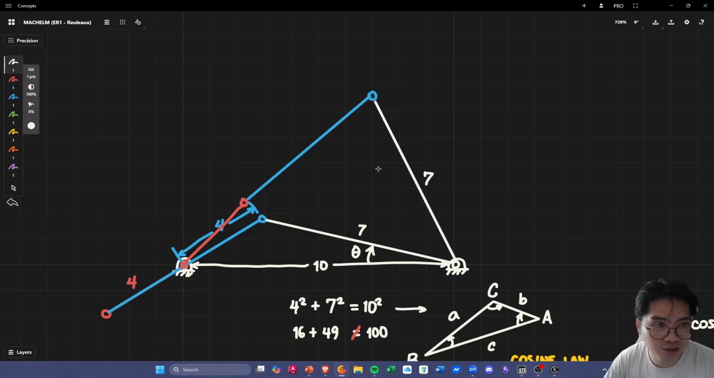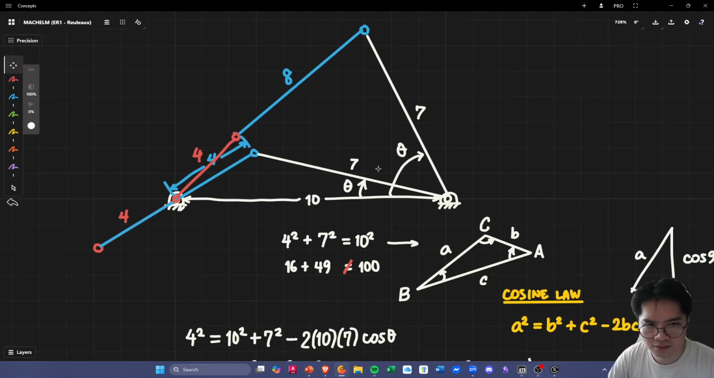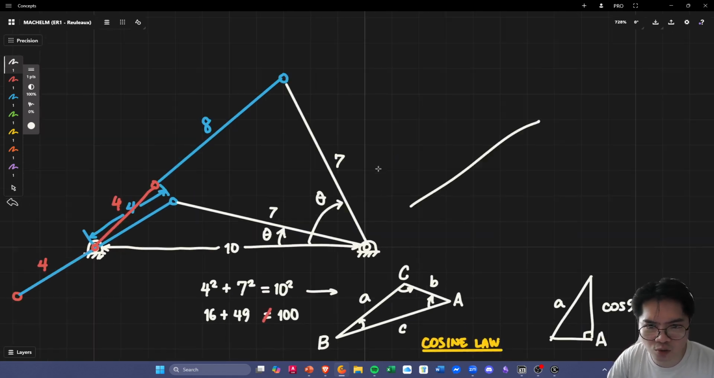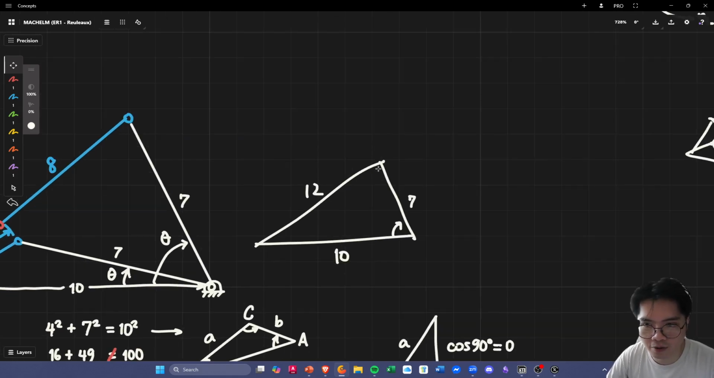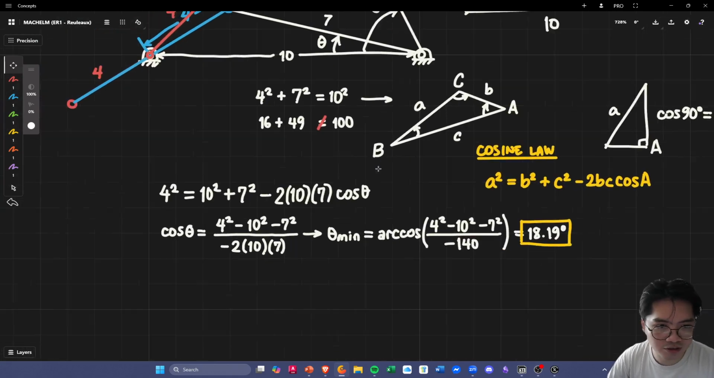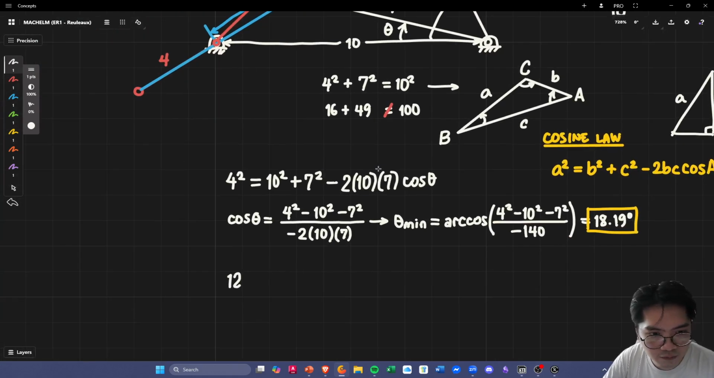Yeah. So this is your 4, and this is now your 8. Right? And basically now we want this as well. And so we can see that this is just going to form 12, 7, and then 10, just like before. And if you want, you can just write this down again here. 12 squared is equal to 10 squared plus 7 squared minus 2 times 10 times 7, and then cosine theta.